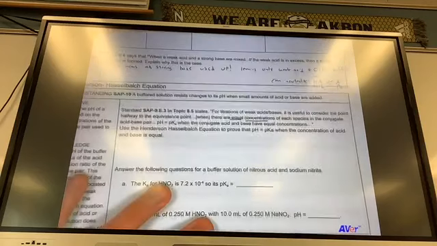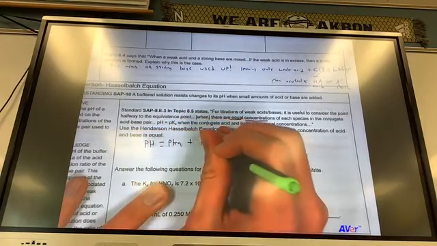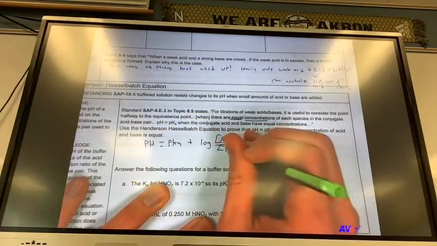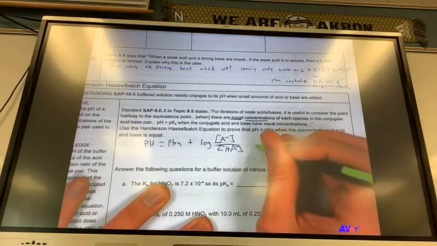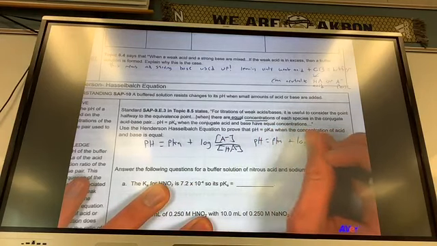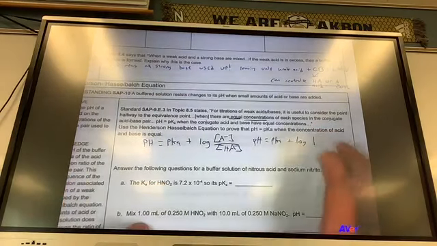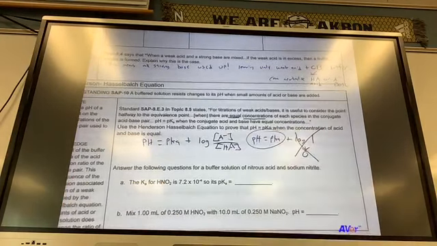Well, this is easy to prove because we know that pH equals pKa plus log of the concentration of A minus over the concentration of HA. If I rewrite this, pH equals pKa plus log of, if those are the same, log of 1. What is the log of 1? 0. So this is canceled out. Therefore, pH equals pKa.